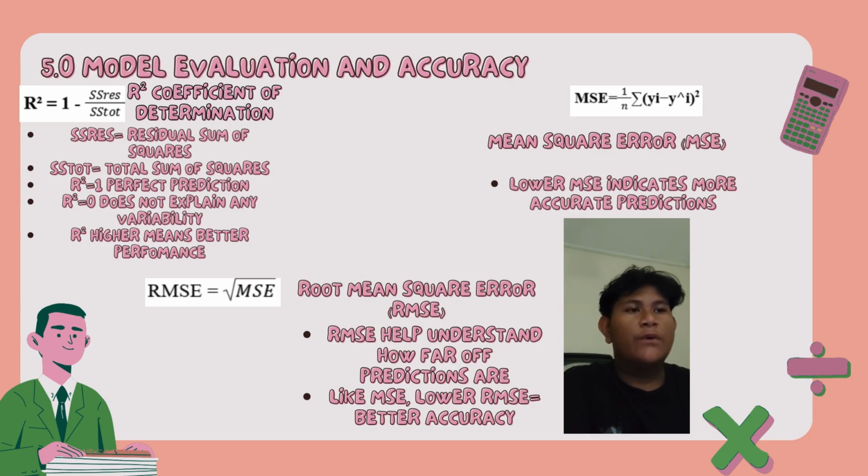MSE, mean square error. A lower MSE indicates more accurate predictions. RMSE, root mean square error. RMSE helps understand how far off predictions are. Like MSE, a lower RMSE means better accuracy.